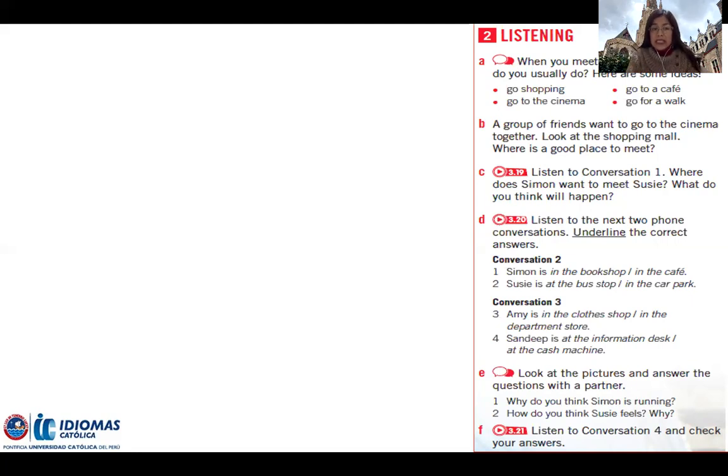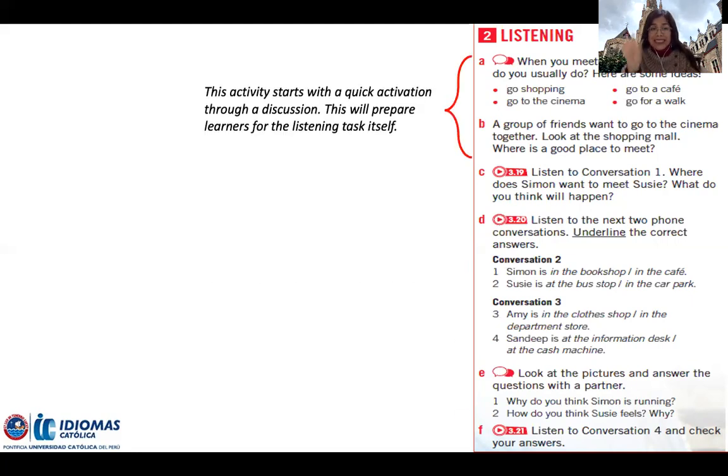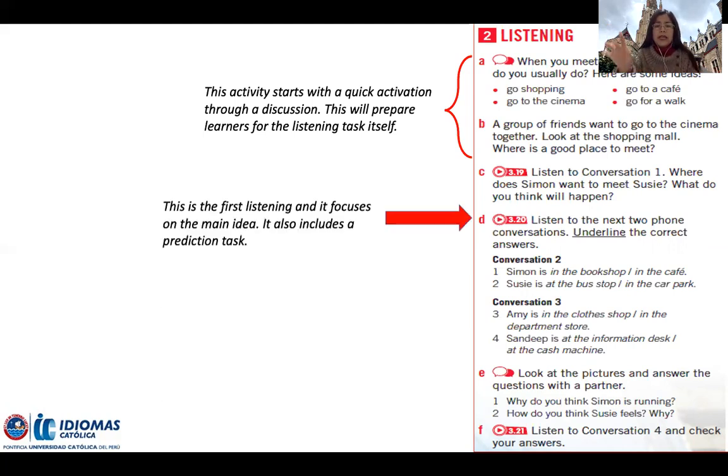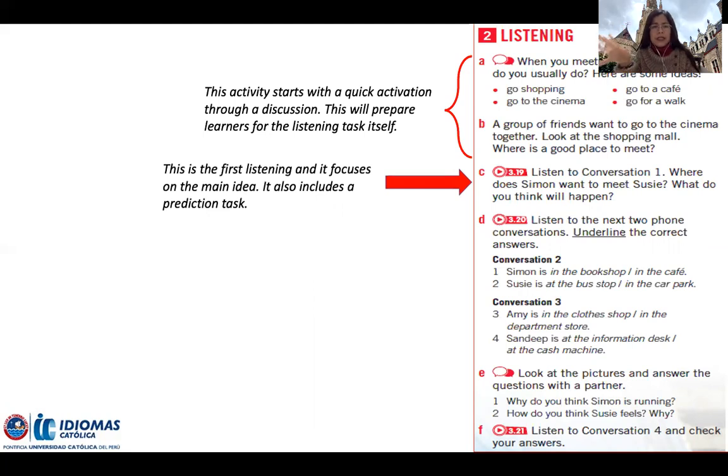First, I need to analyze. The listening activity starts with a quick activation through a short discussion: when you meet friends in town, what do you usually do? Ideas, okay. Then, a group of friends want to go to the cinema. Where is a good place to meet? Okay. This is like a preparation for the listening task itself. Then comes the listening activity.